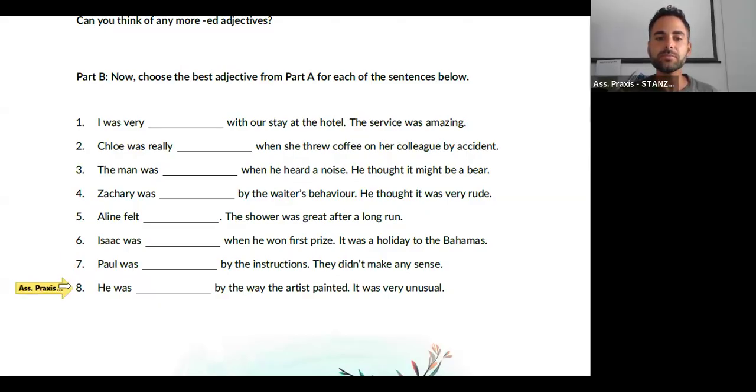Number 8, he was, by the way the artist painted, it was very unusual. So an artist was painting or painted a beautiful painting. Maybe these guys at this artist's exhibition, and he feels interested. So he was interested by the way the artist painted. It was very unusual. Let's continue now.